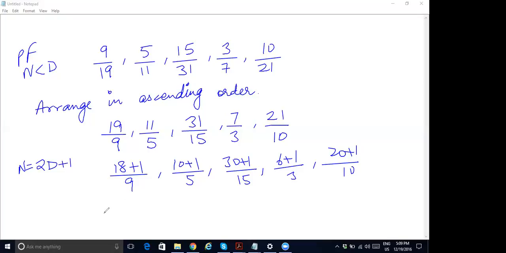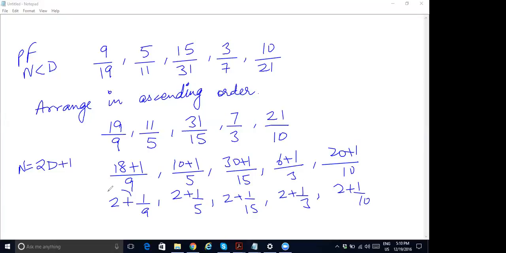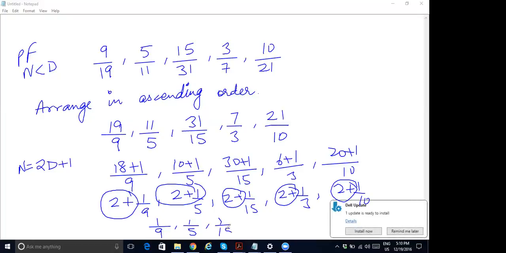So basically, what do we have? We have 2 plus 1 over 9, 2 plus 1 over 5, 2 plus 1 over 15, 2 plus 1 over 3, and 2 plus 1 over 10. Now, this 2 will not make a difference. We are just adding 2 to all the terms here. So we basically have to compare 1 by 9, 1 by 5, 1 by 15, 1 by 3, and 1 by 10. And that we can easily do.